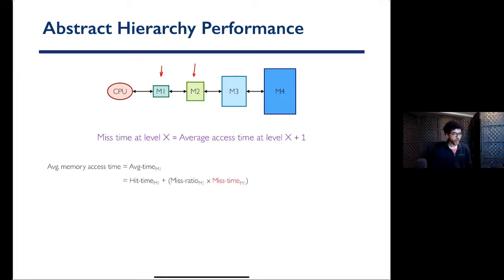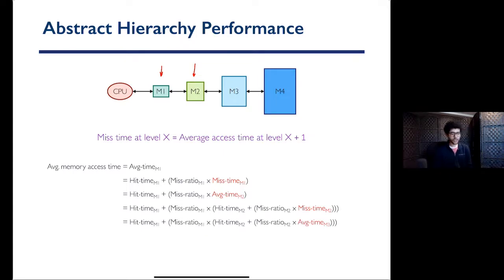Now, average time at M1, we have the definition. It's going to be hit time plus miss ratio times miss time at M1. But then we can just expand the miss time at M1 using average time at M2, and then expand average time at M2 by hit time at M2 plus miss ratio at M2 times miss time at M2. And we can just keep going with this model, right? Now, take miss time at M2 and then substitute that with average time at M3.